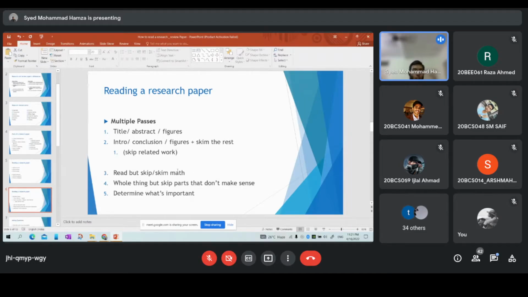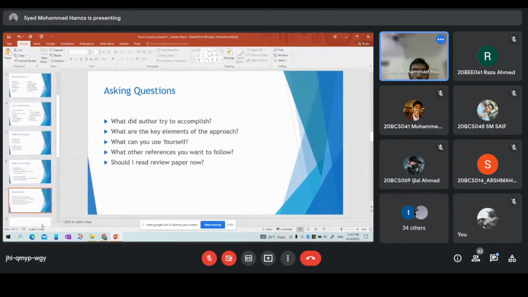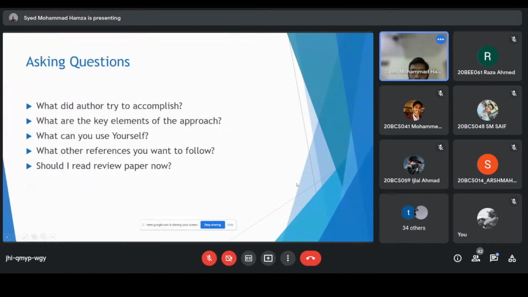All right. Now, once you have an understanding of the research paper, you go further to ask questions. Now you sit down with the research paper and ask yourself the following questions. What did the author try to accomplish? In our case, the author was trying to design a temperature sensor using a certain type of ink. That is it. What are the key elements of the approach? The key element of the approach was that she tried two different types of ink and compared their sensitivity.